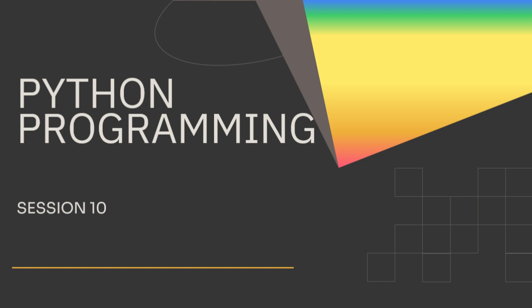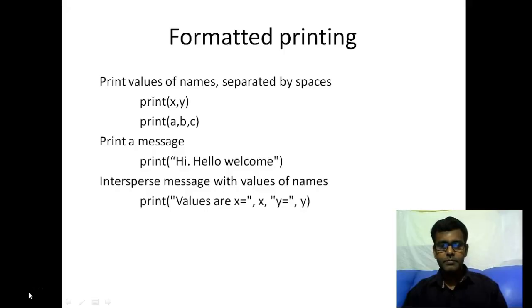In this lecture we are going to see about the print statement. How do you do the formatted printing? These are some of the print statements which are printing the values as usual. The first print statement, print x comma y, and then print a, b, c. These are just normal print statements which will print the values of x, y and a, b, c as usual. Then print hi, hello, welcome, that will print the normal message.